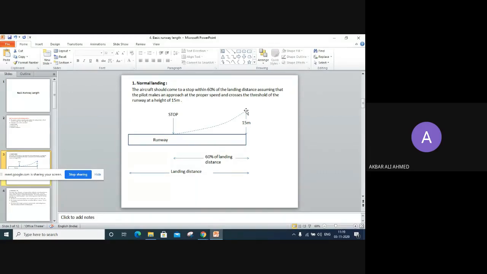It is a fixed quantity. It is not changing. Say the length of the runway is this much, landing distance. Runway length can be more, but landing distance is separate. The landing distance is this much, 30 meter is there. Out of this 30 meter, it should stop at a distance of 60% of the landing distance. So if it stops at 60% of landing distance, then we say it is normal landing. And based on that, you will get a particular length, say L1.